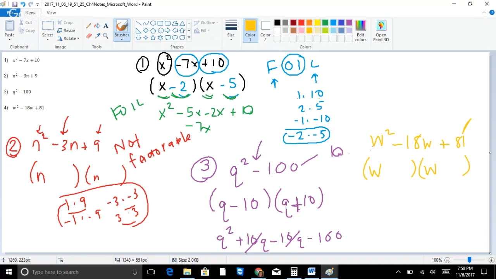That is one of those numbers that sticks in my brain. I know 81 is 9 times 9, right? And if I do -9 times -9 and I add those together, I get -18. So I can write this as w minus 9, w minus 9, and it's been factored. I wanted to do this one because it's important to note that sometimes this is written as w minus 9 squared.